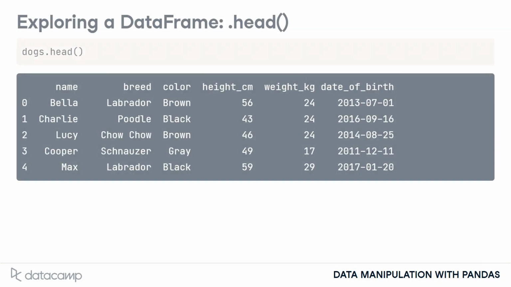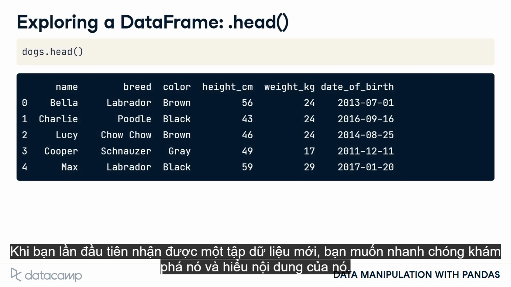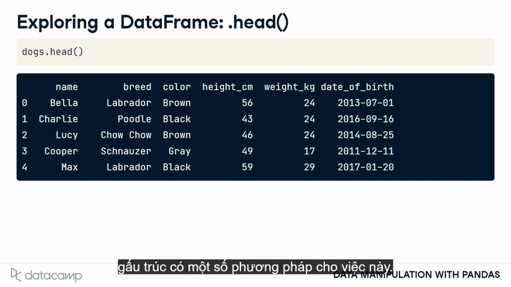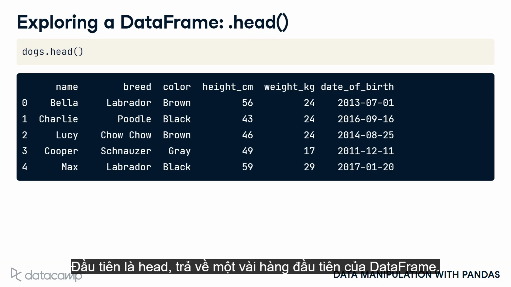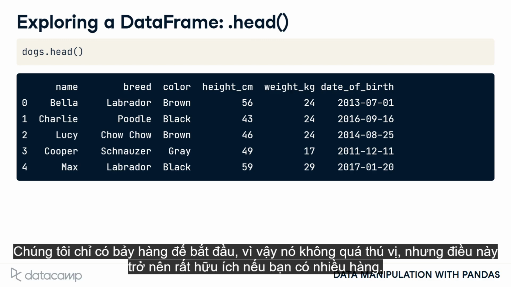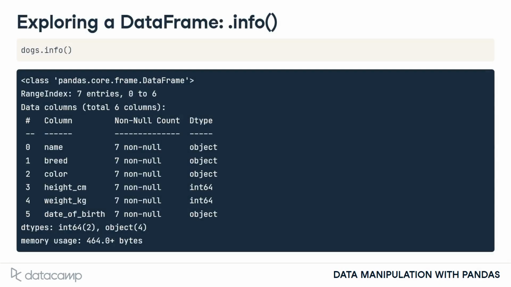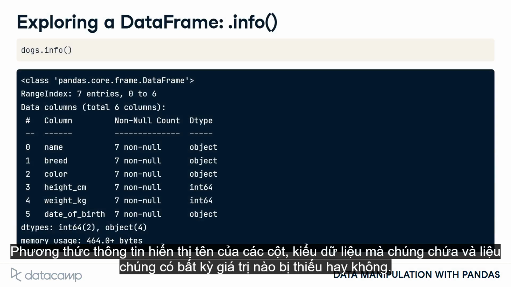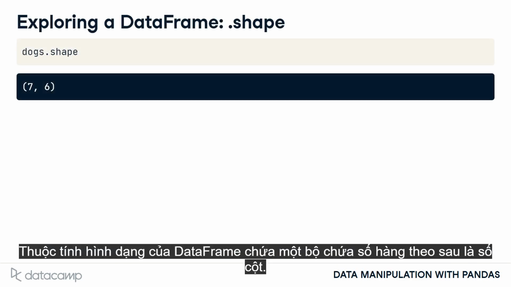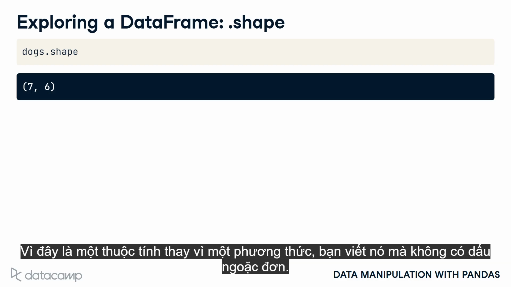When you first receive a new dataset, you want to quickly explore it and get a sense of its contents. Pandas has several methods for this. The first is head, which returns the first few rows of the data frame. We only had 7 rows to begin with, so it's not super exciting, but this becomes very useful if you have many rows. The info method displays the names of columns, the data types they contain, and whether they have any missing values. A data frame's shape attribute contains a tuple that holds the number of rows, followed by the number of columns. Since this is an attribute instead of a method, you write it without parentheses.